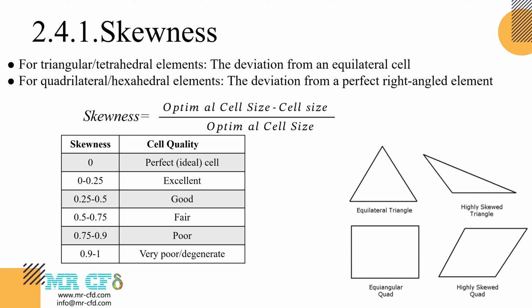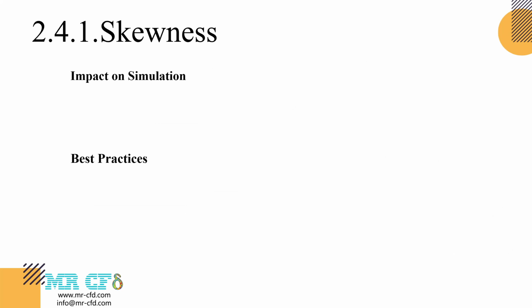Here's an equilateral triangle compared to a highly skewed triangle. Similarly, below we have a perfect equiangular quadrilateral contrasted with a highly skewed quadrilateral. Now, let's examine the practical implications of skewness in our CFD simulations. This slide focuses on how skewness affects our simulation results and the best practices for managing it.